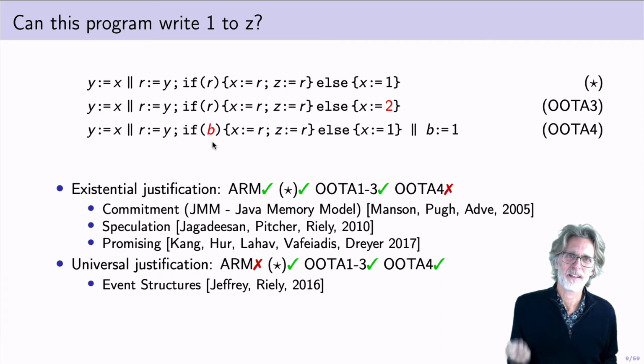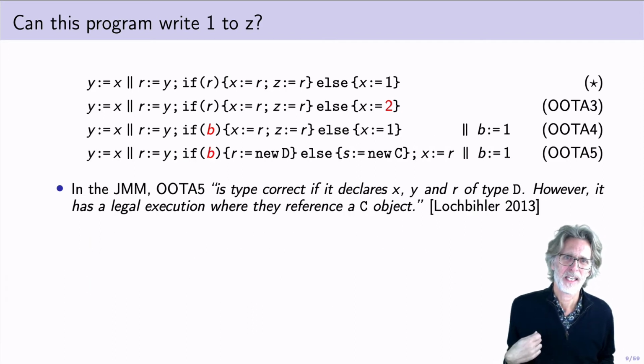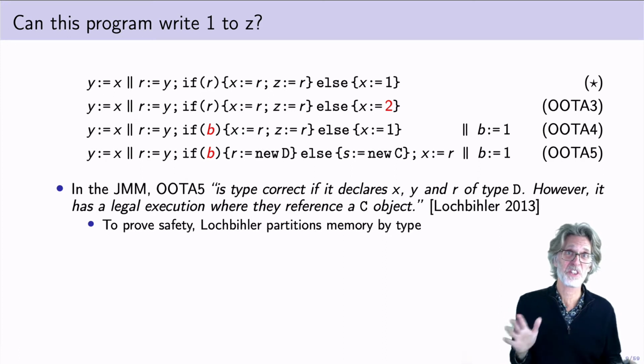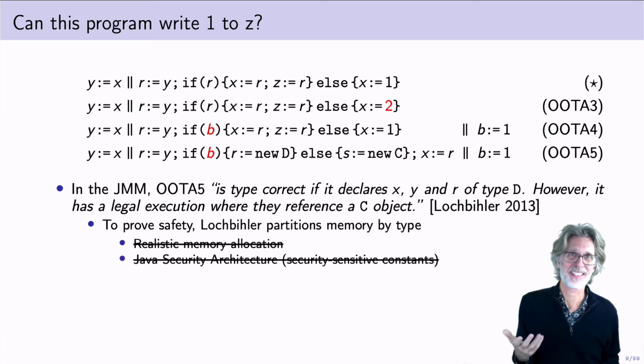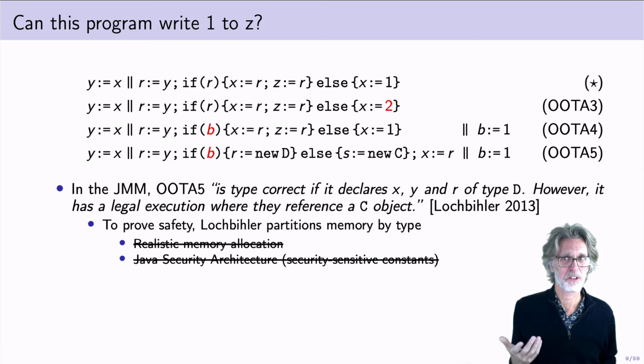Well, if you look at Lochbihler's study of the JMM, he has a very similar execution. And what he noticed is that this program is type correct if it declares X, Y, and R to be of type D. However, it has a legal execution where they reference a C object. Now, this forced Lochbihler to partition memory by type. And that's not a very realistic assumption.